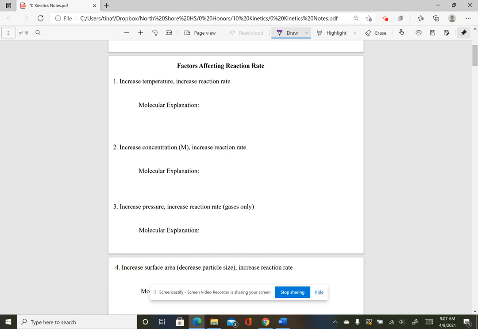So, I want you guys to think about particles. If I were to add heat, right, our particles are going to start moving faster. They're going to have more energy. So if they're moving faster, they're going to collide with each other more. So that's going to increase the number of collisions, which is why our reaction rate is going to increase. It's going to happen faster.